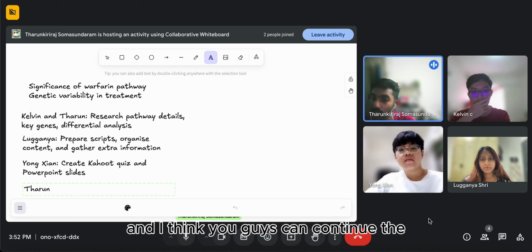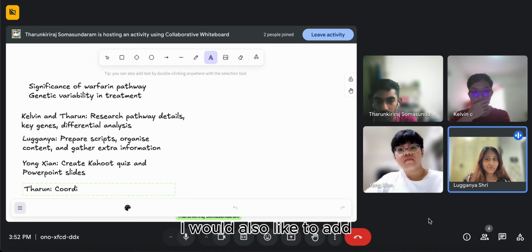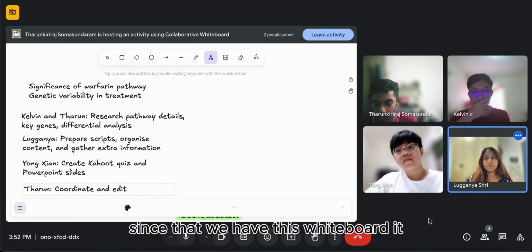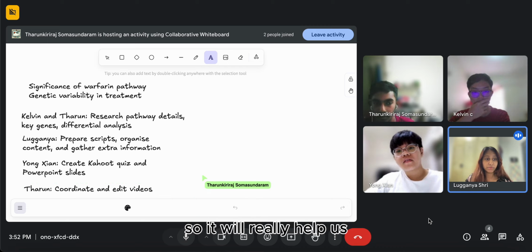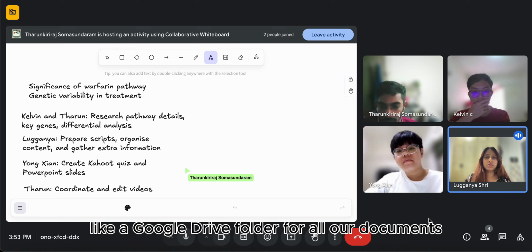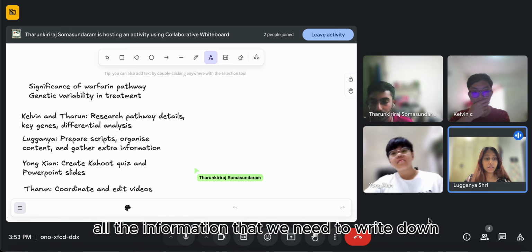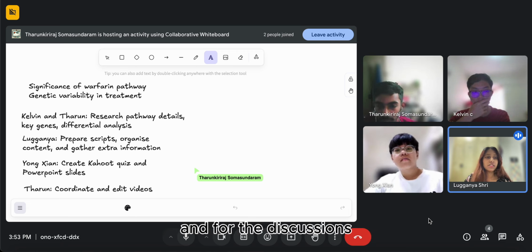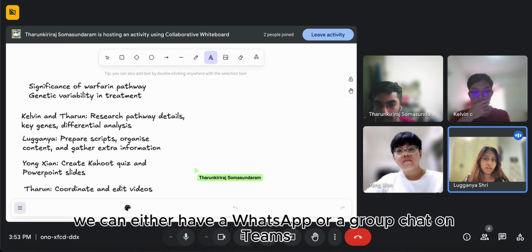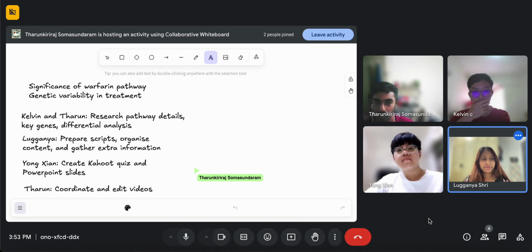And I think you guys can continue the discussion while I'm typing it down. So basically, I would also like to add, since we have this whiteboard, I feel like it's a visual plan, so it will really help us. But for communication, I feel like we need to share a Google Drive folder for all our documents and research, for example our script and all the information that we need to write down for the discussion itself. And for the discussions, we can either have WhatsApp or a group chat on Teams or Google Meet, whichever could work for all of us.